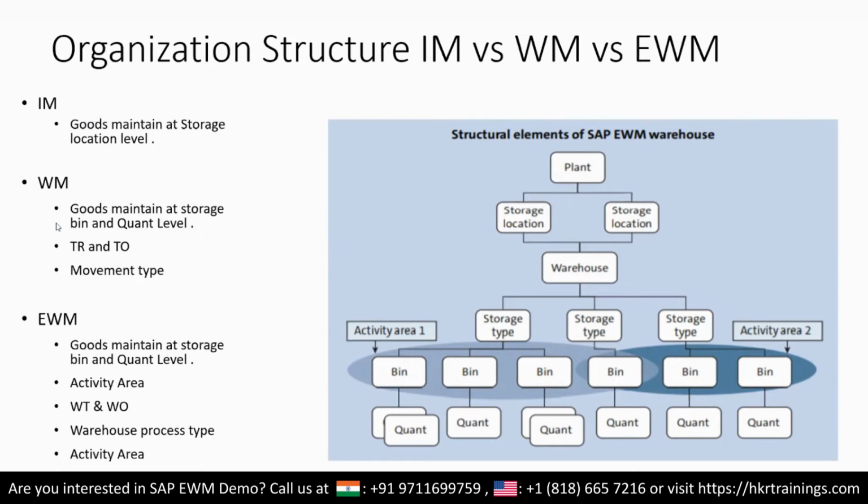Quant is basically a concept of WM. It is the lowest level where we are placing the material. Within the storage bins, we have the quants also. Whenever I place a material in a storage bin, the system technically creates one quant. This is not a physical thing that you can see in the warehouse. Up to the storage bin, you can easily see it, but this is a technical thing, one number that the system generates in SAP EWM, SAP WM.